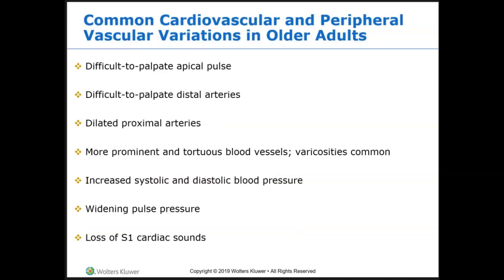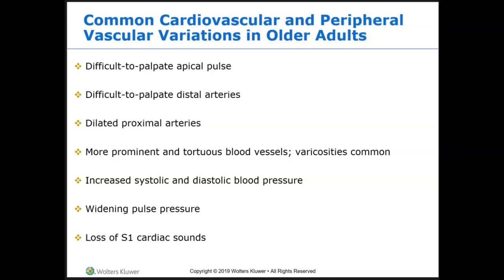Common cardiovascular and peripheral vascular variations in the older adult. Important changes occur with these systems with advanced aging, and can even be apparent in healthy individuals. So we have, over time, thickening and stiffening of the large arteries. They develop due to collagen and calcium deposits, as well as loss of elastic fibers, right? And these arterial changes cause your systolic blood pressure to rise with age, while diastolic blood pressure generally declines after about the age of 60.